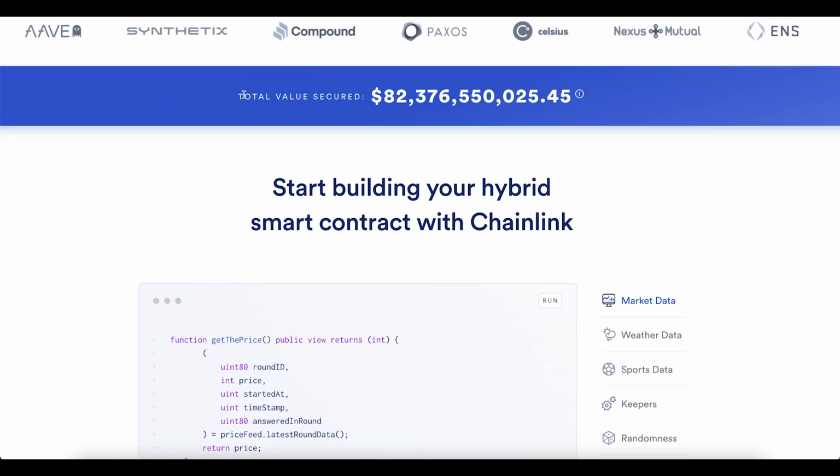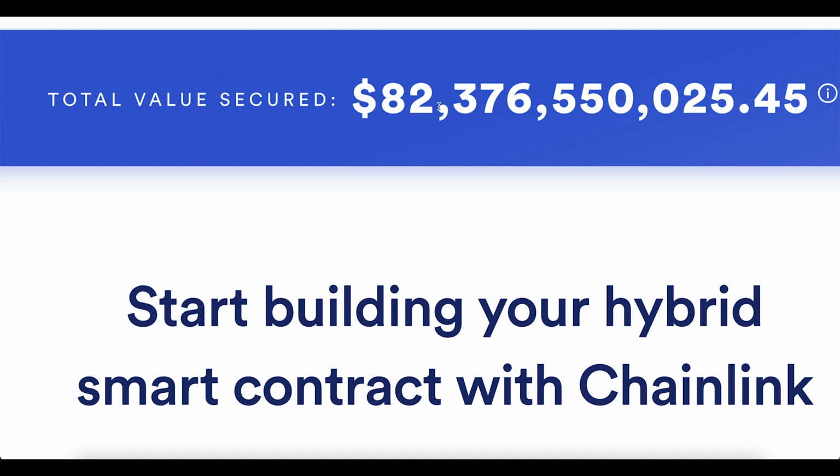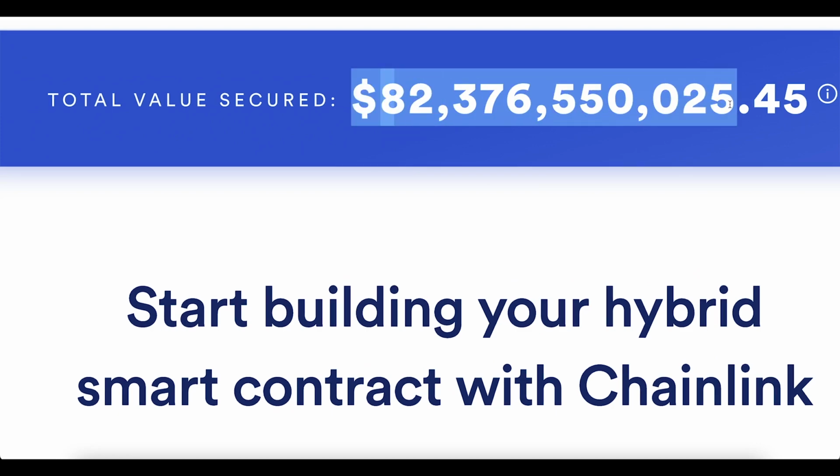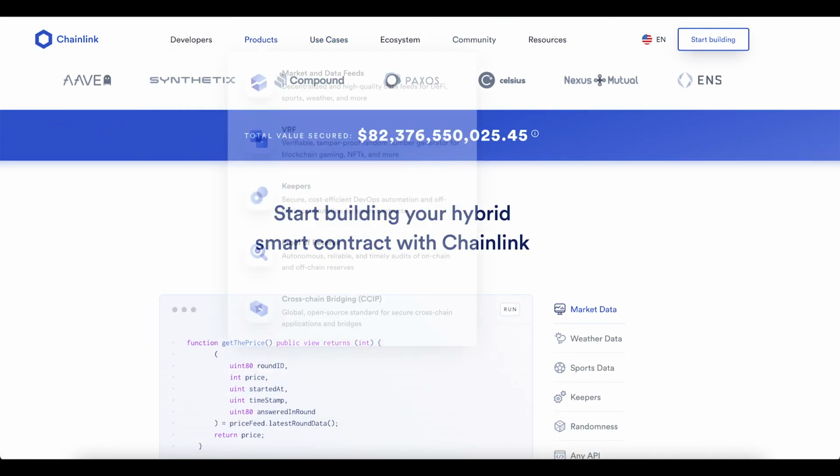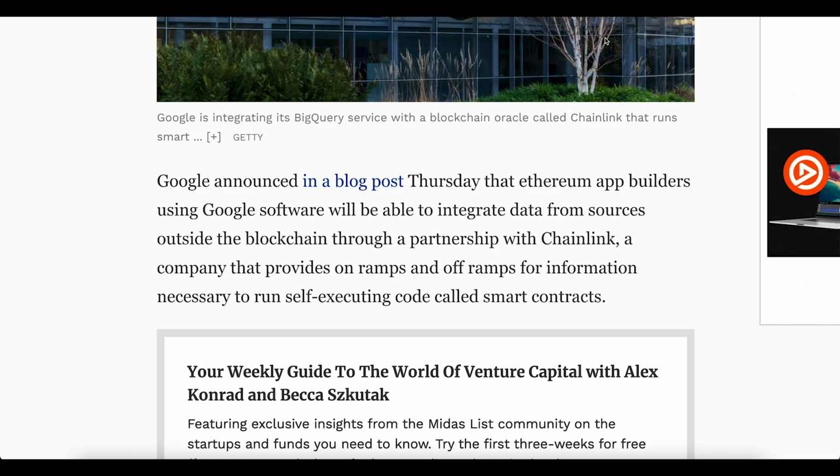So that's the reason why this is a platform, or the person who is sitting behind it. And you can see the total value secured by Chainlink is this much. I don't even know how much this is really. It's nearly 82 million, I guess. No, even more than that. It's like 8 billion maybe. I don't know what the real number is right there.